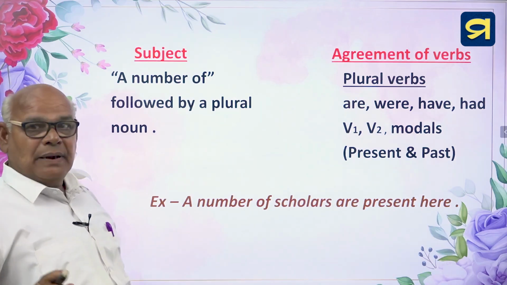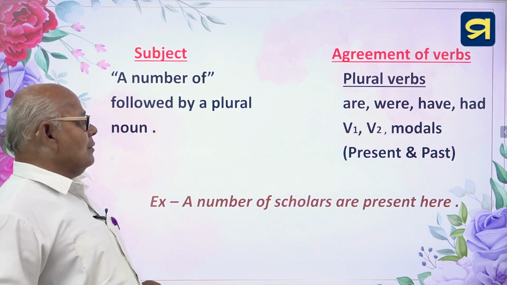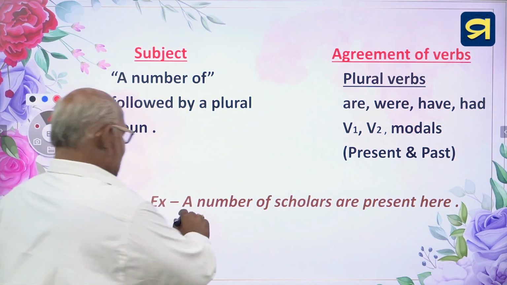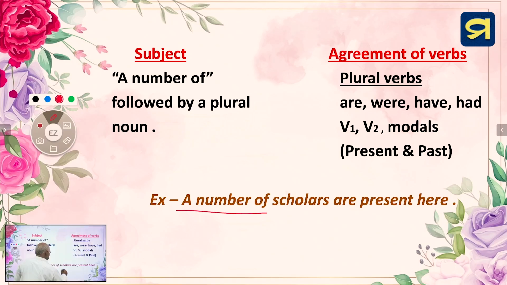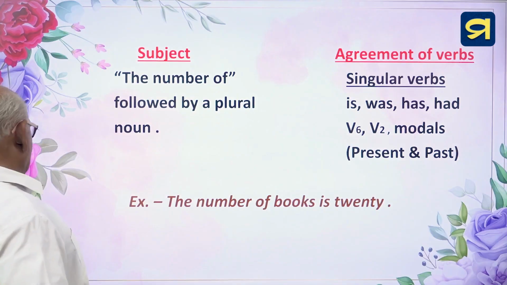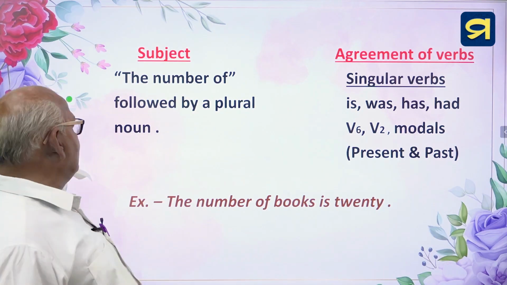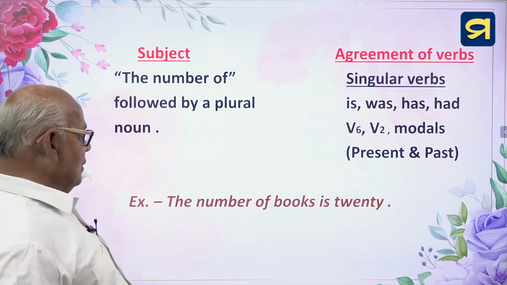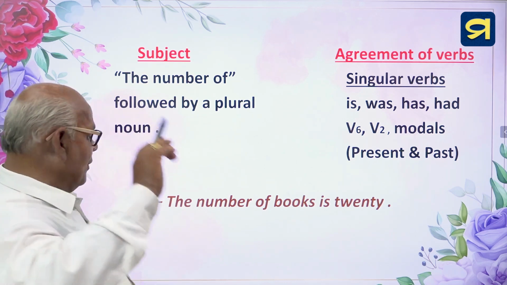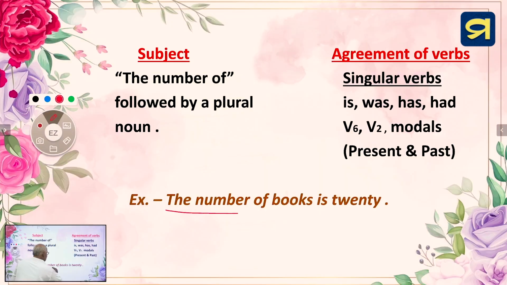"A number of", if followed by a plural noun, takes plural verbs. A number of scholars are... it is followed by the plural noun scholars and so takes the plural verb "are". But "the number of", followed by a plural noun, always takes a singular verb. Example, the number of books is 20. Here "the number of" is followed by the plural noun books, but it takes the singular verb "is".